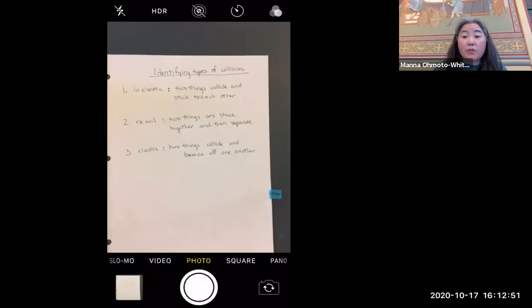Identifying types of collisions. There are three types of collisions that we will be encountering in this course. The first is called inelastic. Those are when two things collide and they stick to each other, so they're sticking or they're squishing. Recoil is the opposite of that. I have two things that are stuck together and then they come apart. And finally, elastic are when you have two things collide and they bounce off of each other.